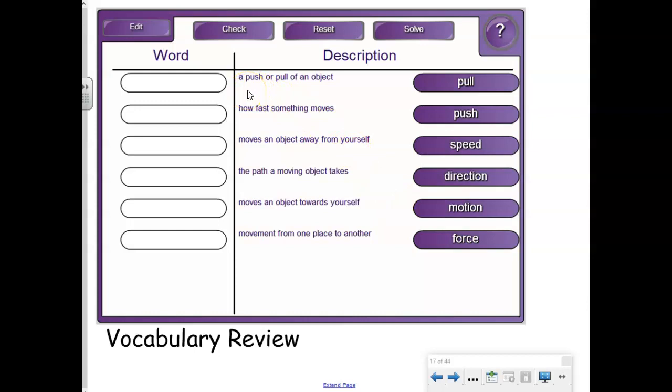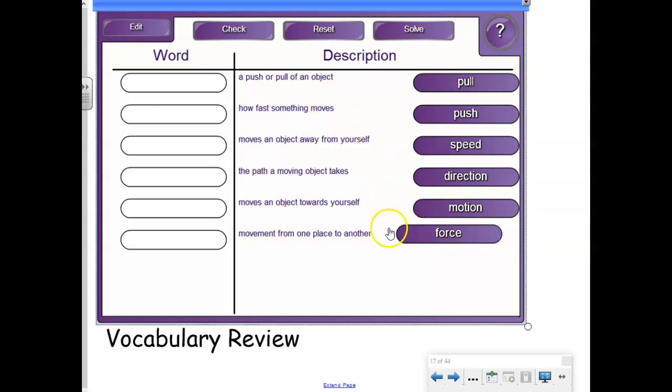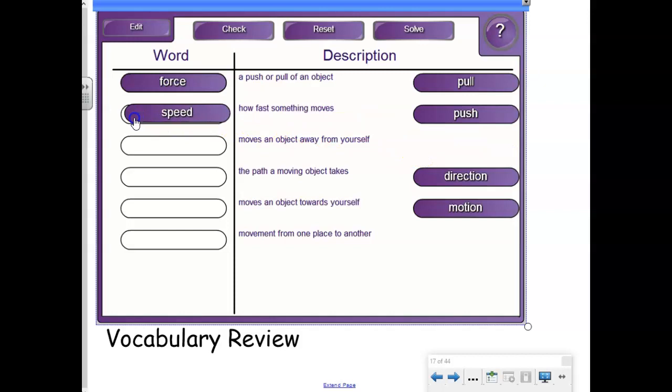All right, which word means a push or pull of an object? That is force. How fast something moves. That would be its speed. This moves an object away from yourself. Push. Push moves it away from you.